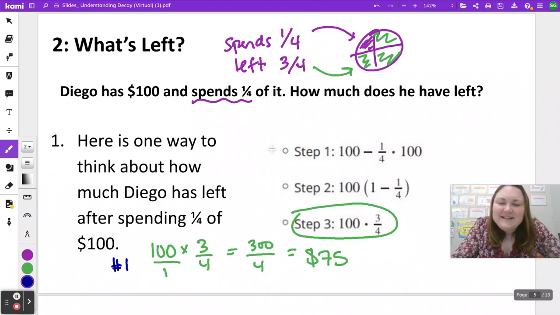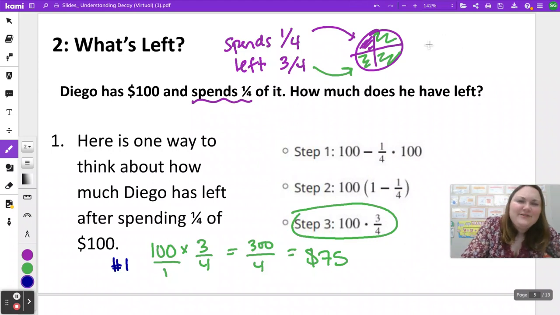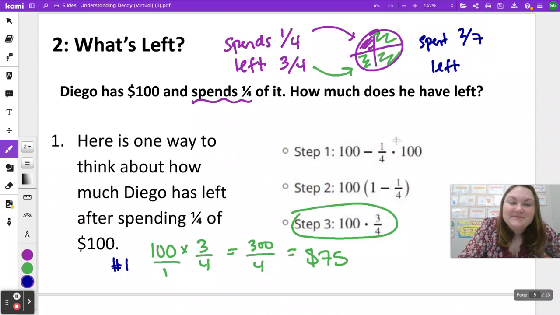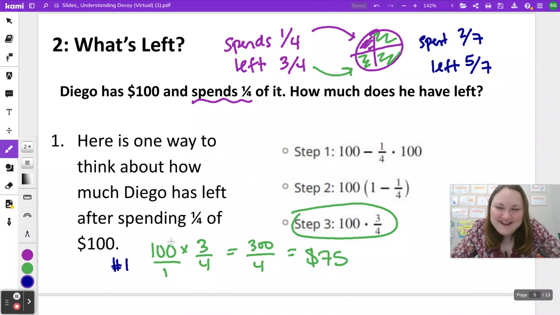Some quick practice here with the fractions. I said he spent 1/4, so 3/4 is left over because there's a total of 4 parts. If I told you that he spent, let's make it weird, 2/7 of his money, what fraction would be left? Well, it's out of 7 parts, so if he spent 2, 7 minus 2 means 5 of those 7 parts would be left over. So it's some small subtraction problem there, right? But that gives you the fraction you would multiply it with.